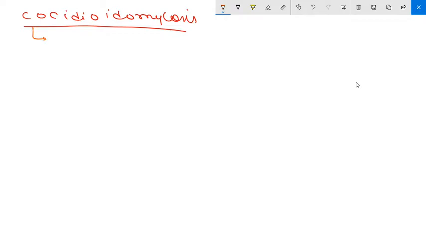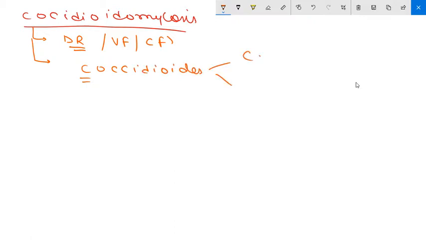So this is also called desert rheumatism, or it is also known as valley fever or California fever. Now it is also a systemic fungal disease which is caused by a dimorphic soil dwelling fungus known as Coccidioides, which has two species: Coccidioides immitis and Coccidioides posadasii. So these are the two species. Now it is also dimorphic, remember this.